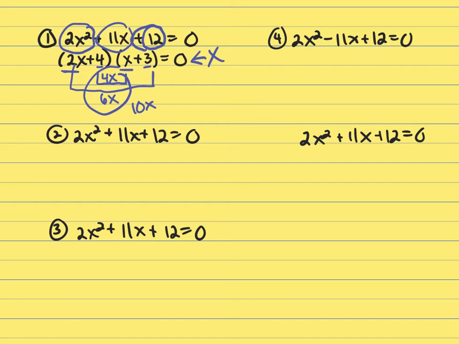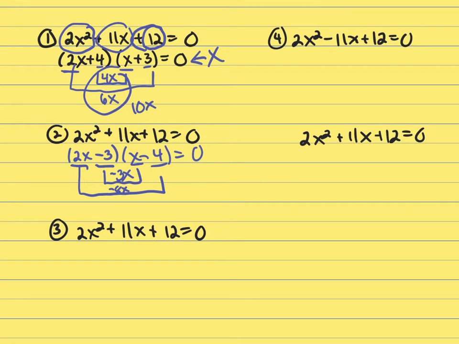In your second one, you had (2x - 3)(x - 4) = 0. So you get 2x times x is 2x squared. Negative 3 times negative 4 is positive 12. But your middle terms are negative 3x and negative 8x, and that gives you a negative 11x.